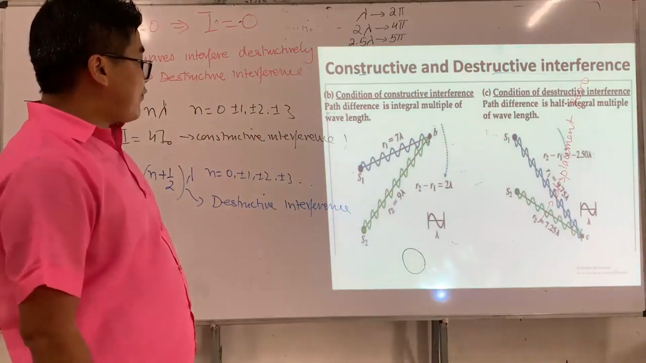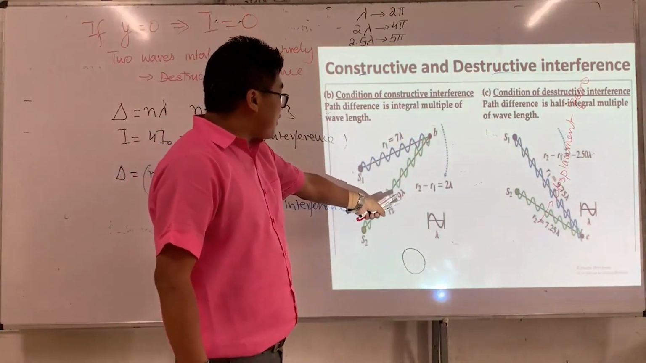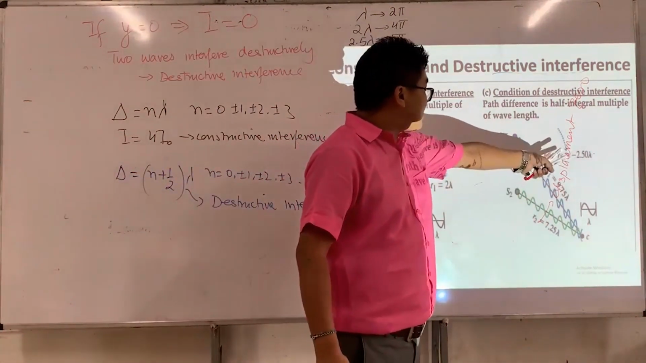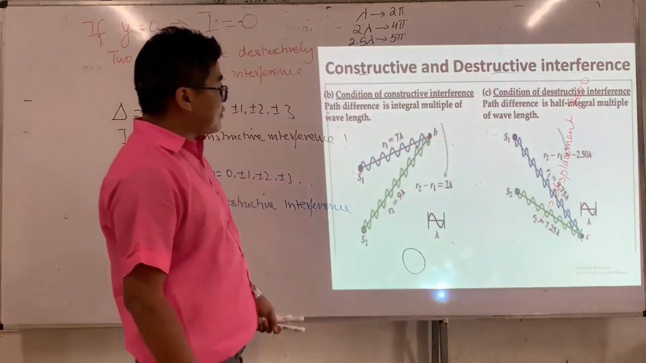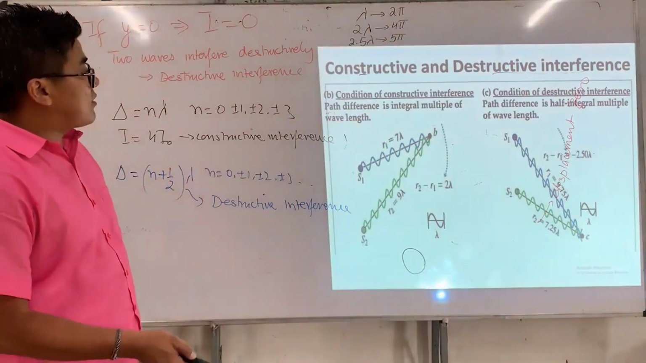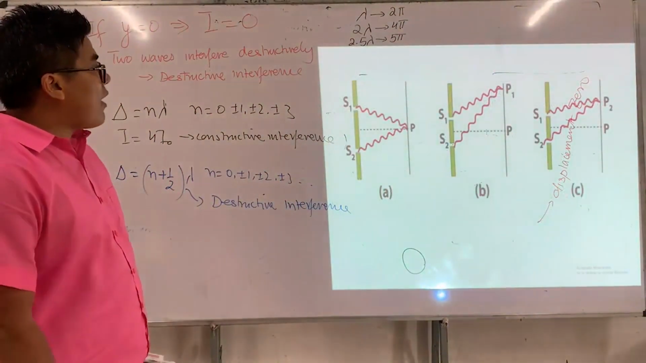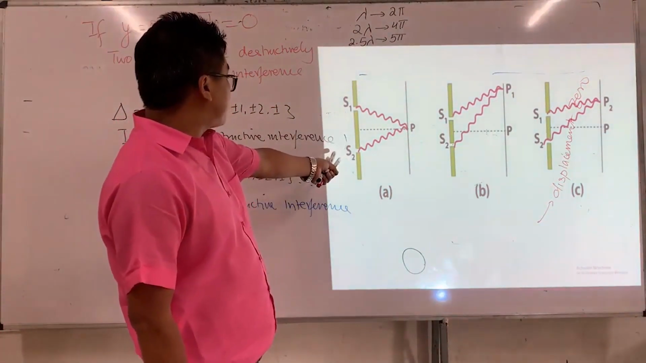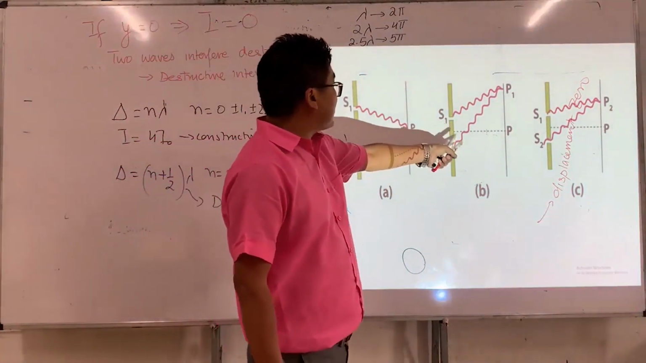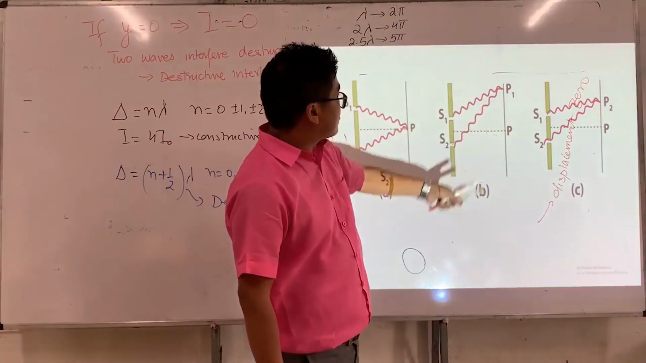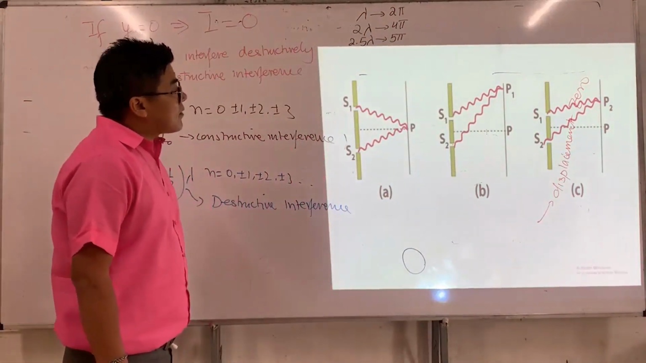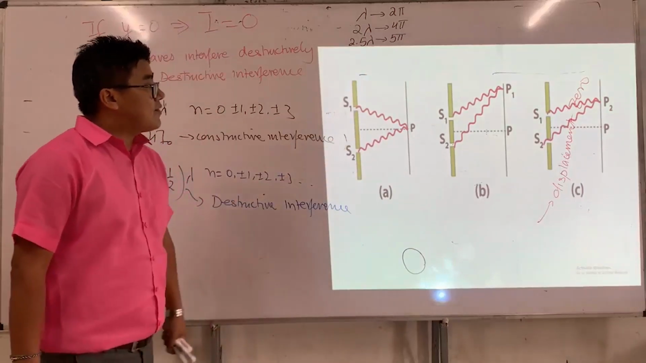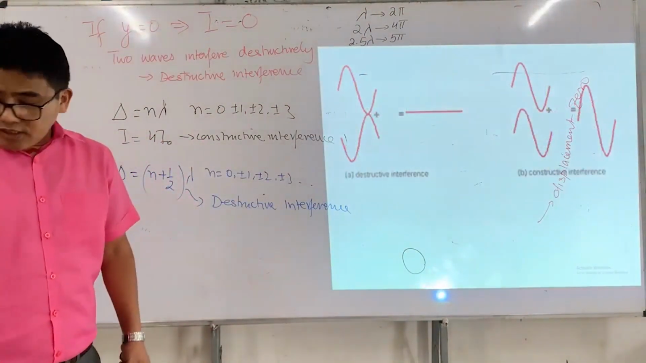So this is what I have. This is a constructive interference. Why? Because the path difference is 2 lambda. This is destructive interference. The path difference is minus 2.5 lambda. So this is what we call destructive interference. So now I have here, this path difference is 0, constructive. This path difference could be n lambda. This is also n lambda. So we get constructive interference. This is how we get it.